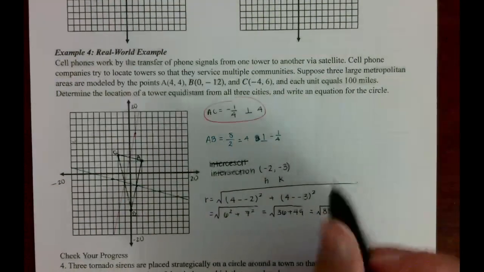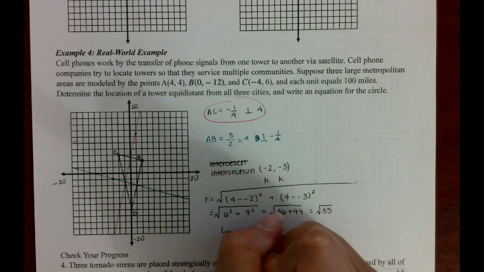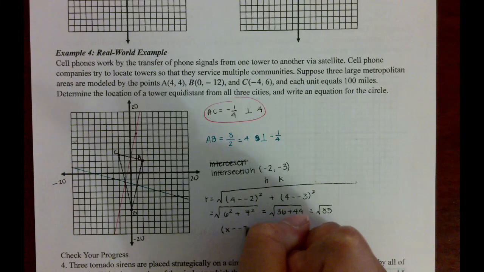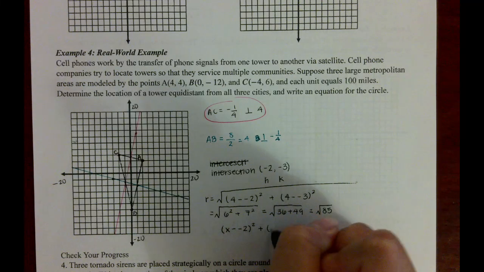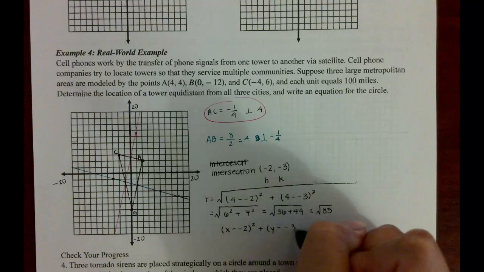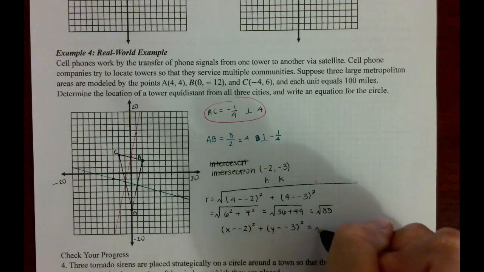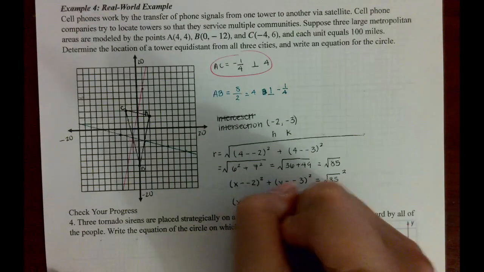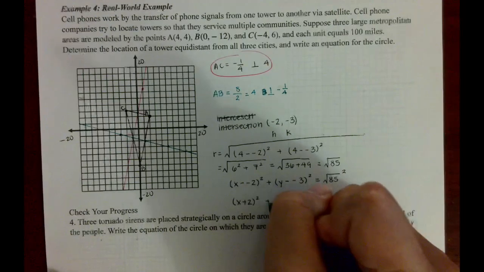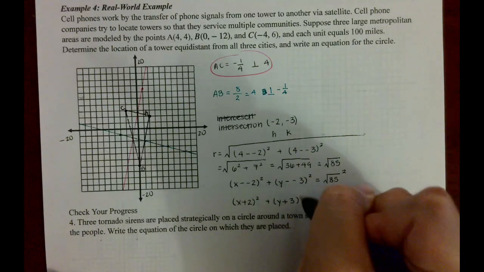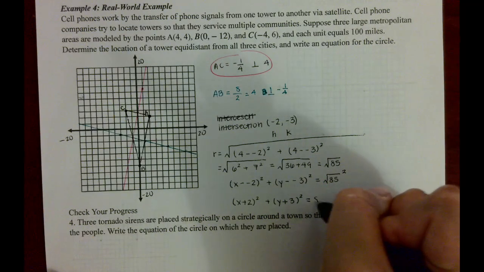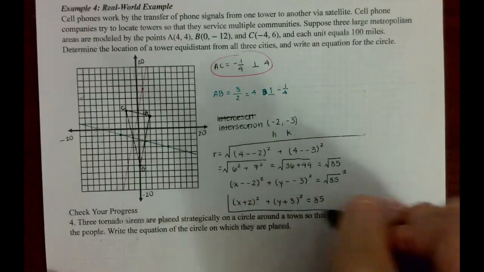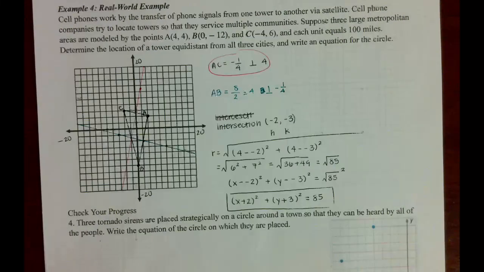So now plugging in to my formula, x minus h, x minus -2 squared plus y minus k, y minus -3 squared equals my radius, which is square root of 85 squared. Okay. So let's just clean it up. This will become x plus 2 squared plus y plus 3 squared, and square root of 85 squared would just be 85. And so here is my equation.